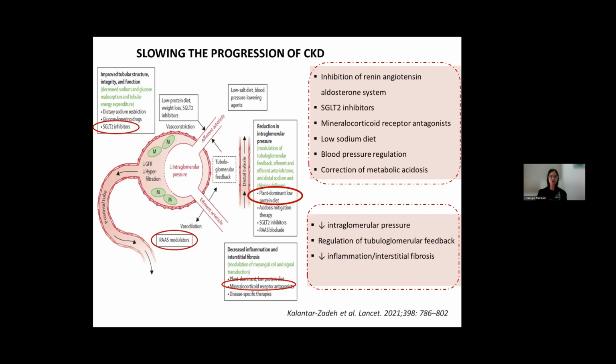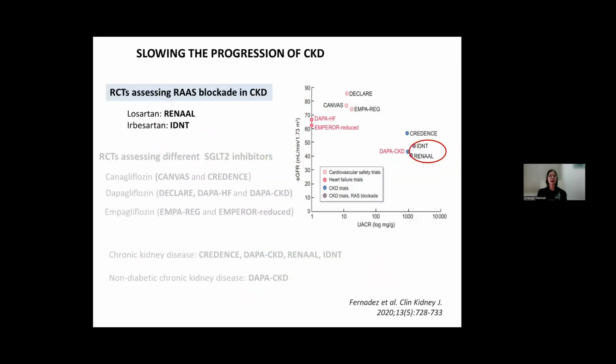Coming now to medications, we had the RAS inhibitors and the ARBs, of course, but fortunately, in the past years, we have also many primarily anti-diabetic drugs that have shown, as I said before, in cardiological trials, beneficial effects in renal protection. I will start with the RAS blockade.